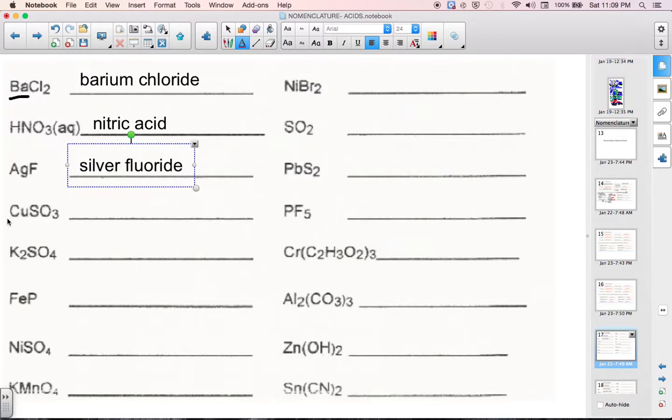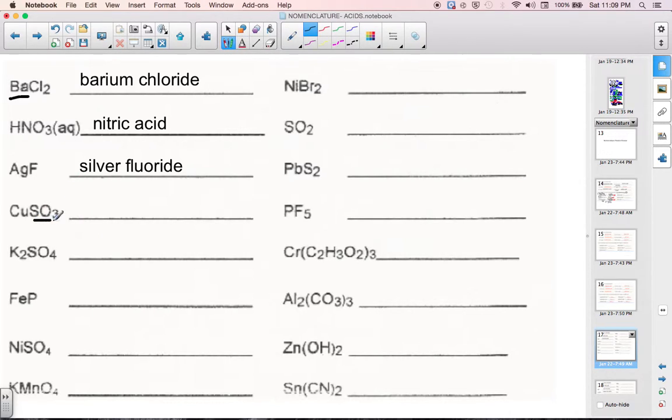The next is CuSO3. I have to keep in mind that since Cu, copper, is a metal, I have to use the ionic naming system. I also have to keep in mind that copper has 2 oxidation states. Copper can be +1 or +2. In order to figure out what the charge is, before I start naming, I look at the anion, or in this case the oxyanion. SO3, in the back of the periodic table, you should figure out that it has a -2 charge.